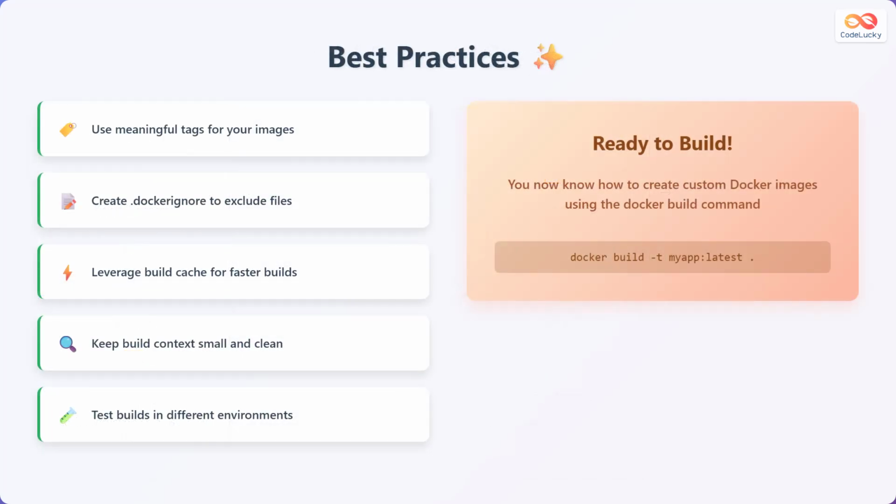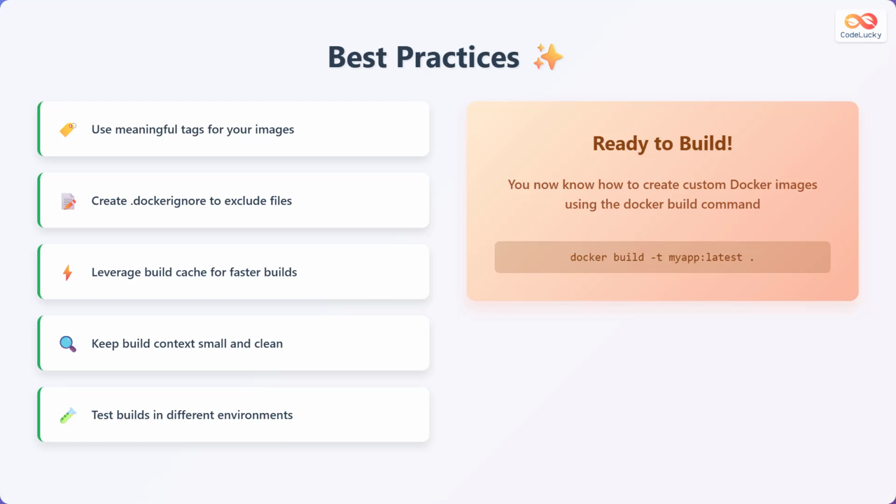Here are some best practices for building Docker images. Use meaningful tags for your images, create a .dockerignore file to exclude unnecessary files, leverage build cache for faster builds, keep the build context small and clean, and test builds in different environments.